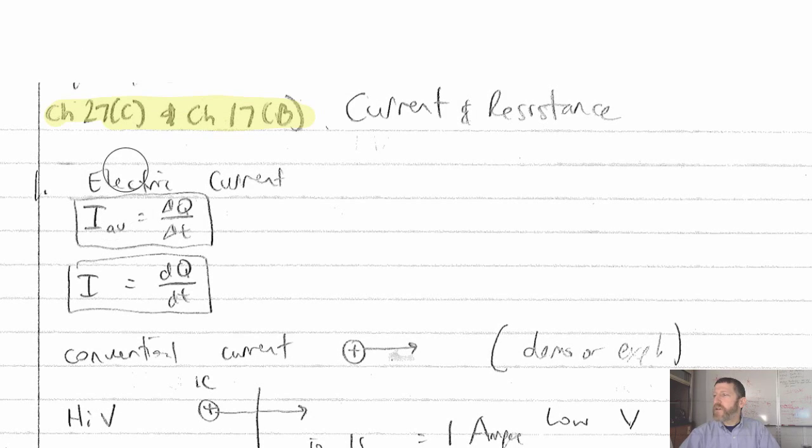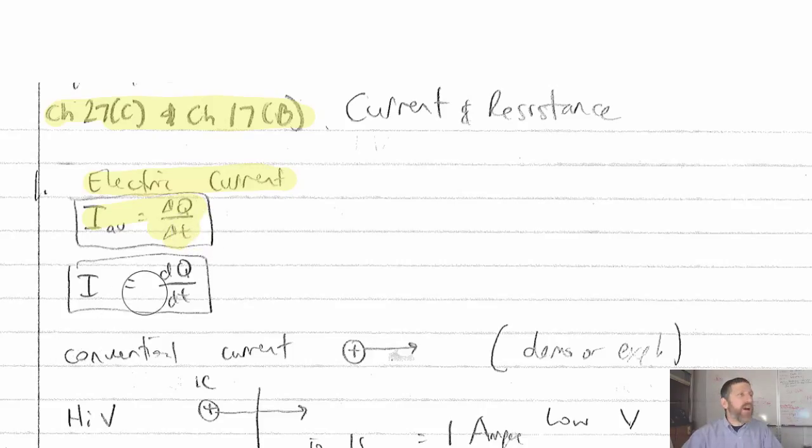Current, and resistance. Electric current. Electric current is a rate, and the average current is just the change in charge. In other words, the amount of charge that goes by a point per unit time.